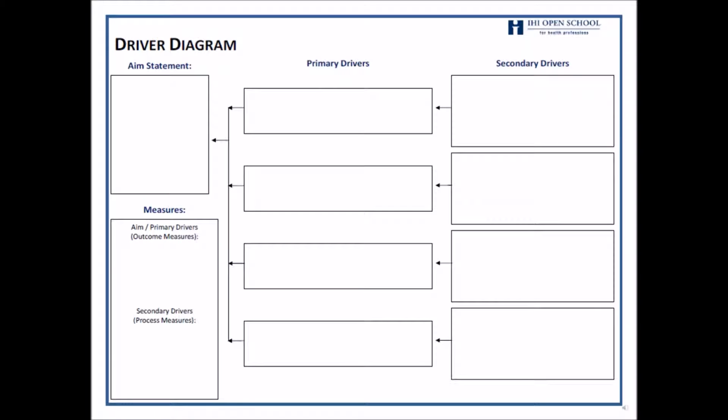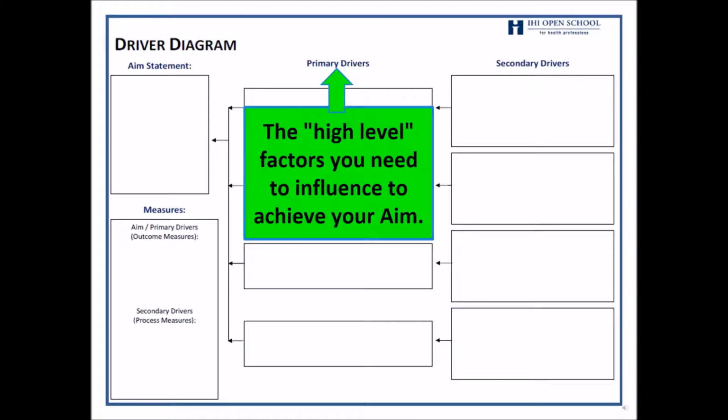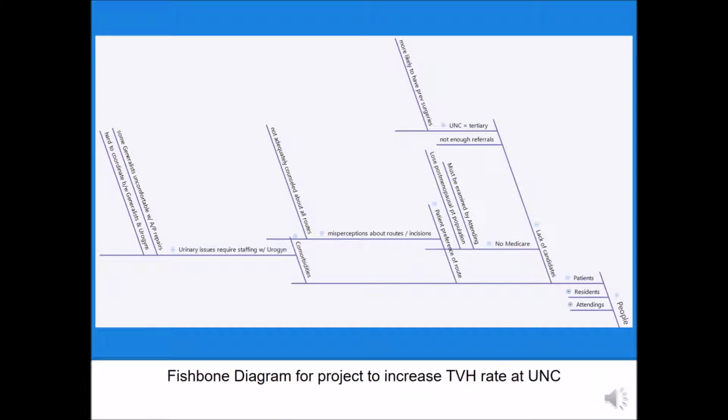So what are primary drivers? These are the high-level factors you need to influence to achieve your aim. If you look back at your fishbone diagram, primary drivers represent the major bones, or the categories of root cause that you brainstormed. In this example, when we were thinking about our project to increase TBH rates, a primary driver might be the patients that are involved in the surgeries.